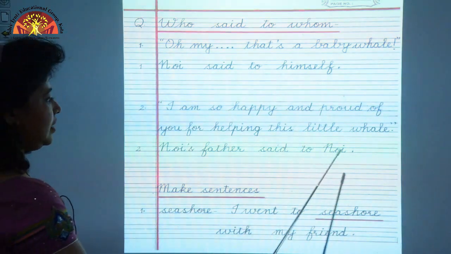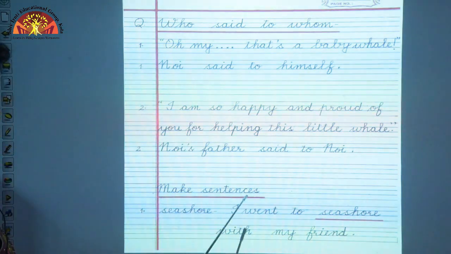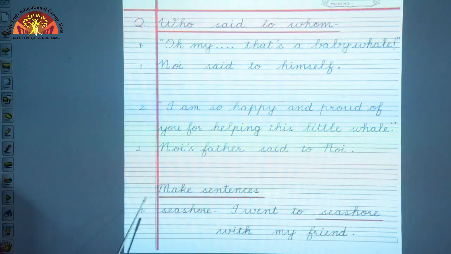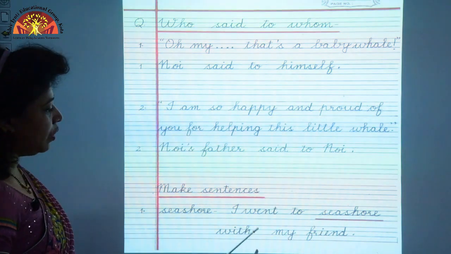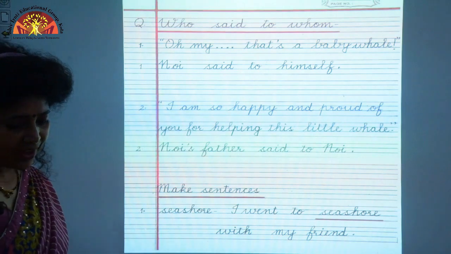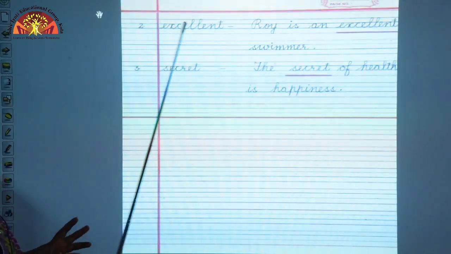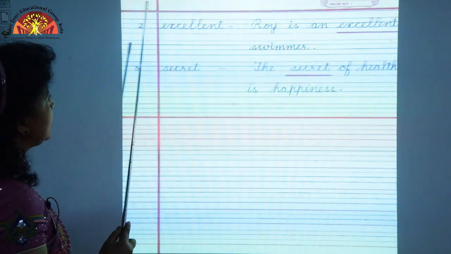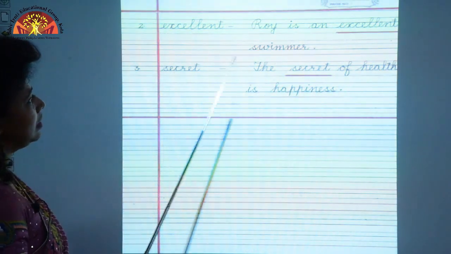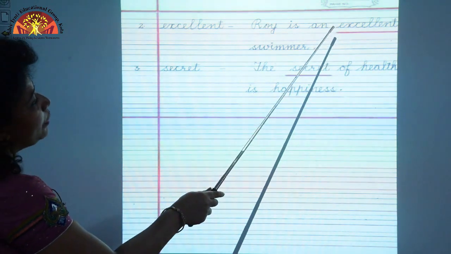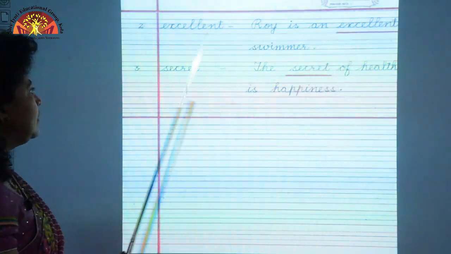Leave a line, children. Write, make sentences and underline this also in red. Your first make sentence is seashore. I went to seashore with my friend. Underline seashore in red. Let us now start in the next page. Draw red margin again. Write number 2, excellent. Roy is an excellent swimmer. I want you to underline excellent here.